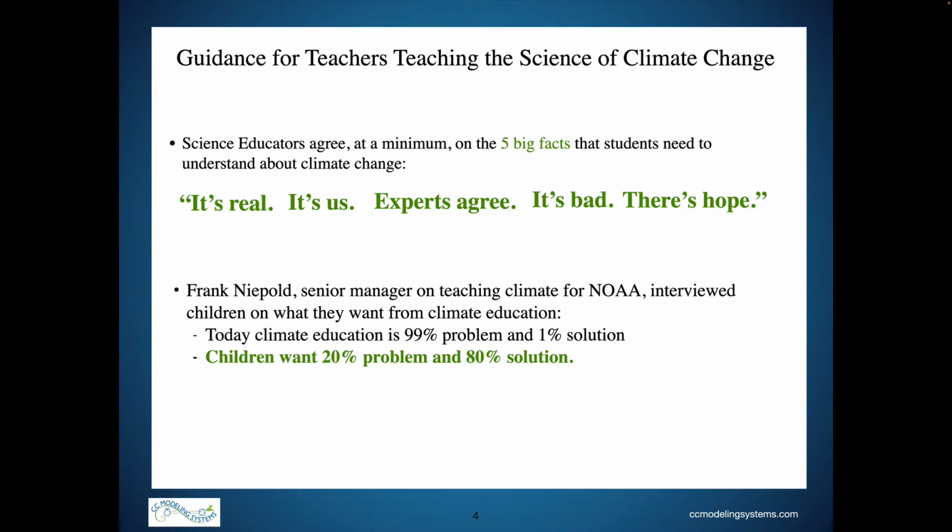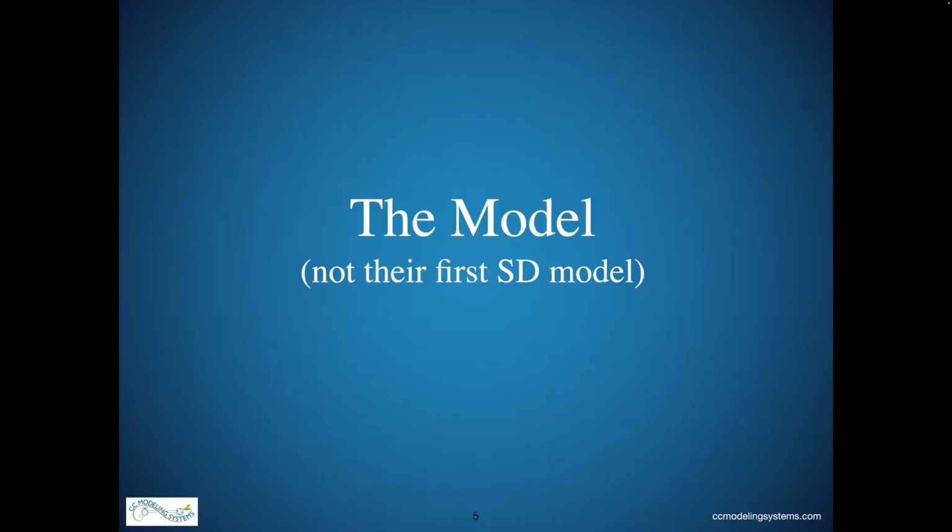The last point from the information in her book that I think is relevant for this particular lesson is information from Frank Niepold, a senior manager on teaching about climate for the National Oceanographic and Atmospheric Association. He interviewed pre-college students. Today, most climate change lessons are about 99% presenting the problem and 1% presenting the solution. Students want 20% on the problem and 80% on the solution, which makes sense. They want hope. They want to know what they can do to have hope.